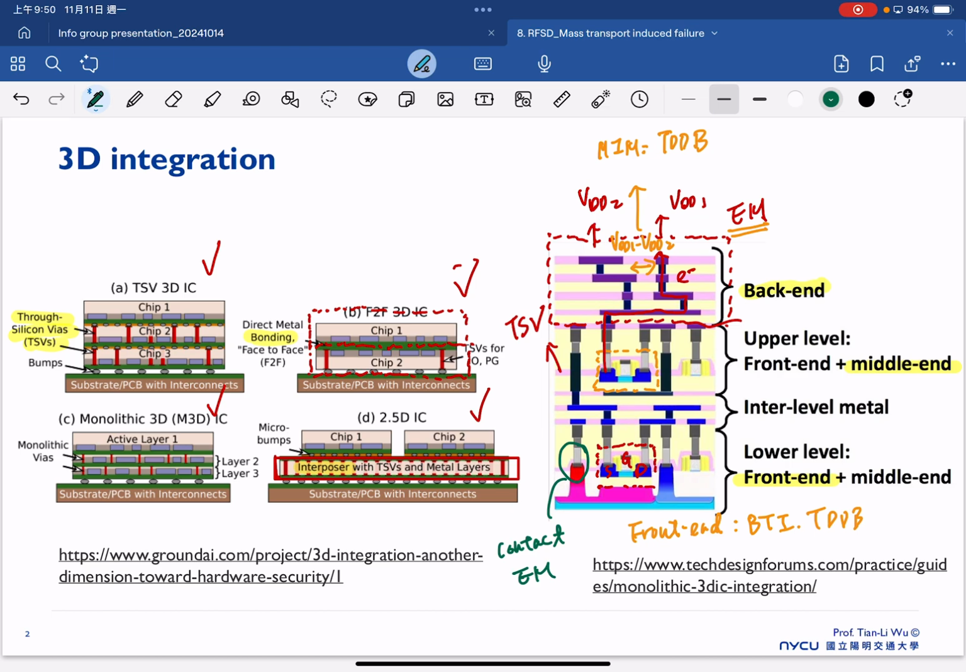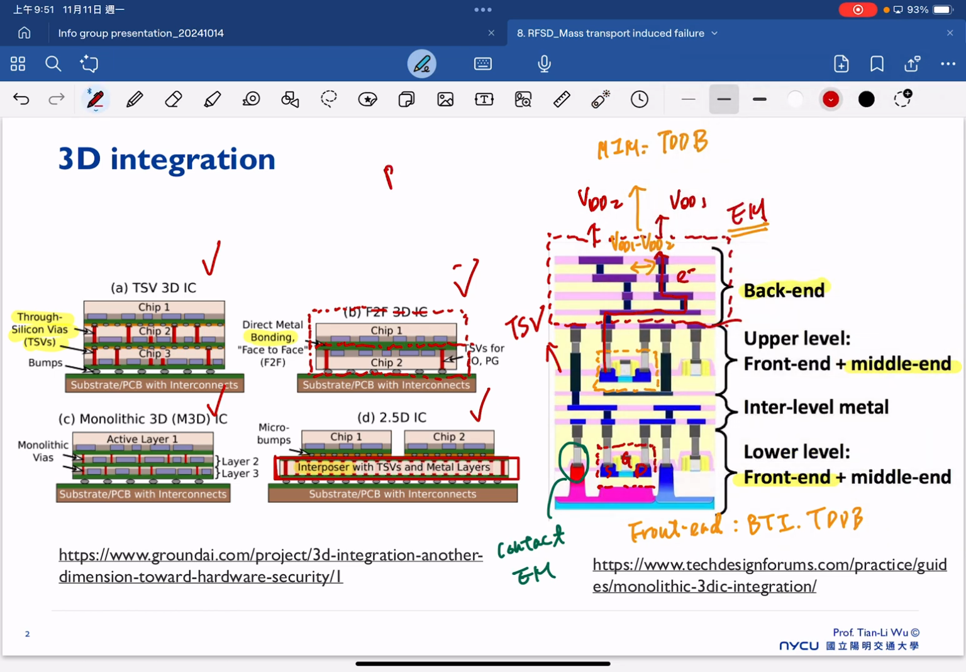And also, another issue already happens no matter whether you are working in 3D integration or not. In general planar integration, you always suffer another issue for back-end reliability as well. This is because one of our goals, as you already know, in making advanced transistors is to scale them. In the previous lecture, we mainly talked about the front end, where we are scaling the dielectric. But in reality, we are not only scaling the dielectric, we're also scaling the channel length and the overall pitch. If we want to scale the overall pitch, the issue is we need to make our contact as small as possible.